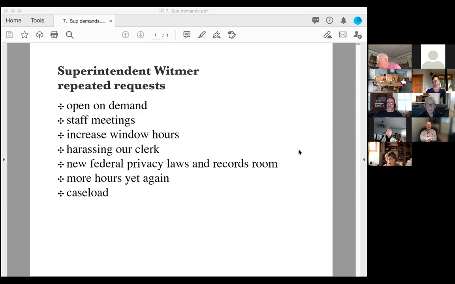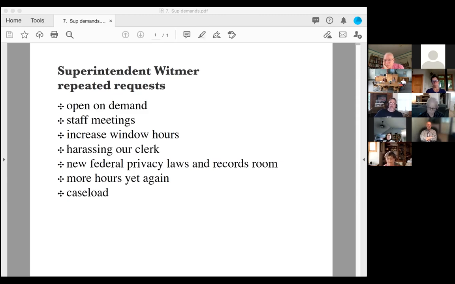And we do not open on demand. We are not a place that you can just knock on the door and say, right now it's convenient for me. We have hours. We have people that need to be present in court. But this is something, and again, Mr. Whitmer continued pressing this for quite some time. He tried to have staff meetings and call the judges to staff meetings. And we explained that we are a separate entity. We are not part of the executive branch of the government. And in fact, it's unethical for us to attend staff meetings. He harassed us about increasing our window hours, and he just would not let go of this.